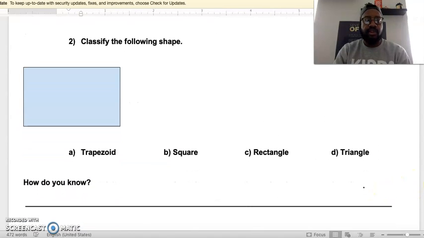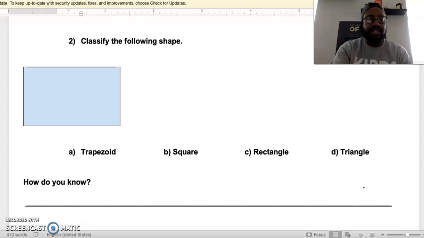All right, let's scroll. Question number 2 says, classify this shape. So, I see trapezoid, square, rectangle, triangle. Let's start with trapezoid. A trapezoid has one pair of parallel sides. When I look at this shape, I see more than one pair of parallel sides. So, I know this shape can't be a trapezoid. Therefore, I'm going to get rid of trapezoid.